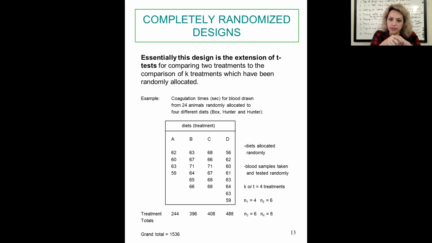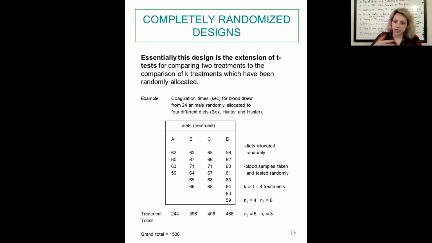So that's allocated randomly, blood samples taken and tests randomly. So we don't have any problem with the randomization. It's a completely randomized experiment here. So here we would say K. In some books they call it K, in some books they call it T. We want to know both of them, but know that it's the number of the treatments that we have.